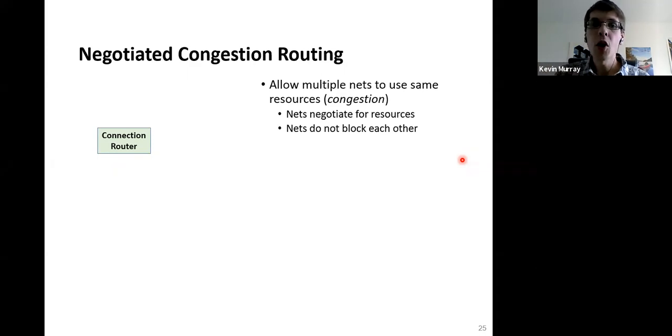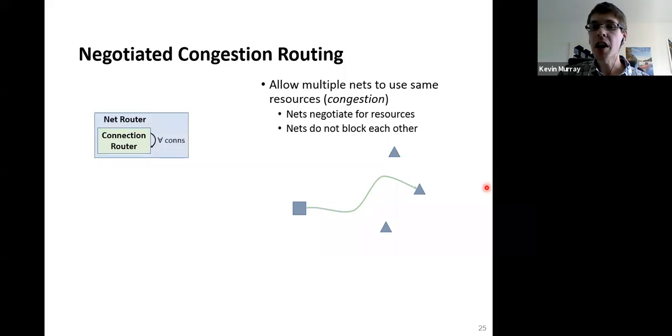So the core component of a negotiated congestion router is what we're going to call the connection router. So let's suppose that we have a source and we want to find a path that will connect it to a particular sink. So the connection router will search through the routing resource graph to find this kind of path for us. Now in practice, the nets that we're trying to route usually have multiple sinks. So what we do is we invoke the connection router multiple times in order to route a net, allowing the subsequent sinks to expand from the previous routing that has already been found.